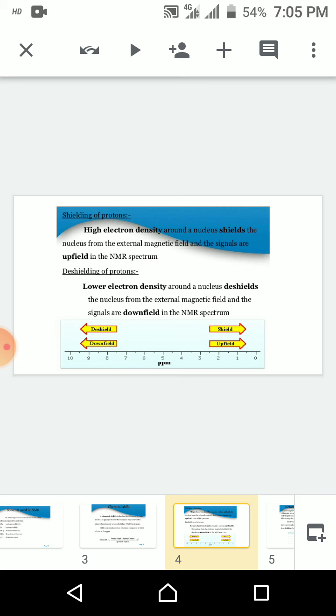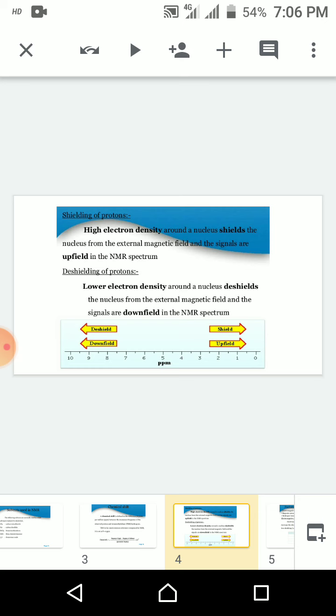First of all, you have learned about shielding and deshielding of atoms in the atomic structure chapters of your previous classes. Now we discuss shielding of protons. High electron density around a nucleus shields the nucleus from the external magnetic field, and the signals are upfield in the NMR spectrum. The nucleus is made up of protons and neutrons, and neutrons have no charge. So the nucleus is shielded by the electrons around the proton.